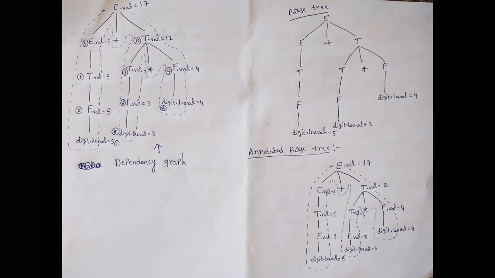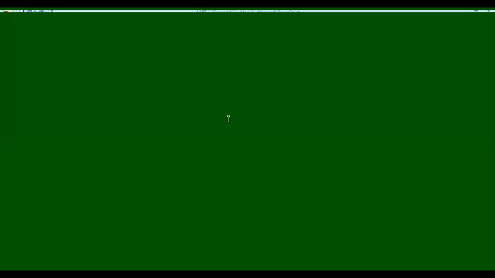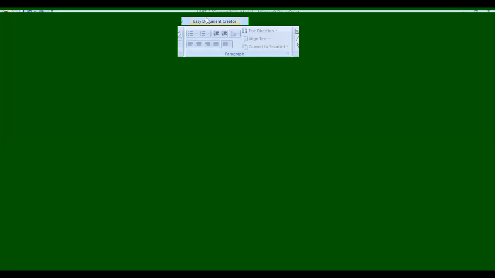Okay, is there any doubt with this dependency graph? Anyone? Boys? Hello? No, sir.